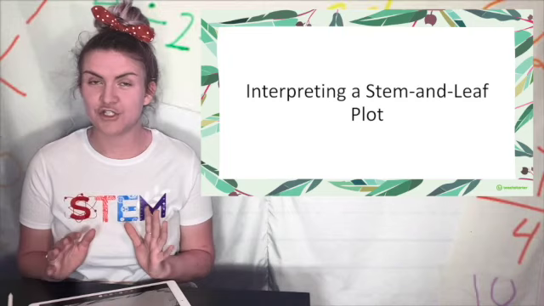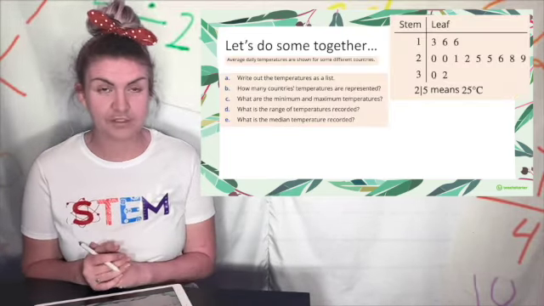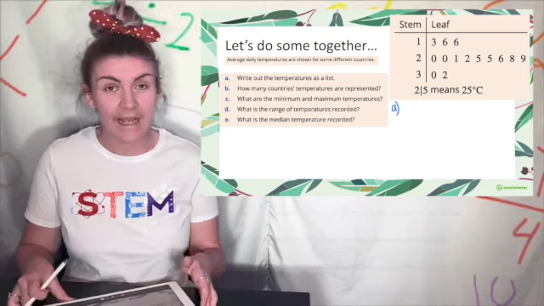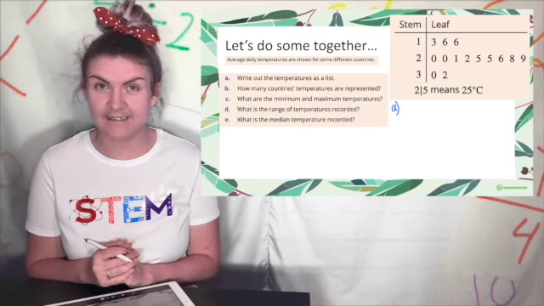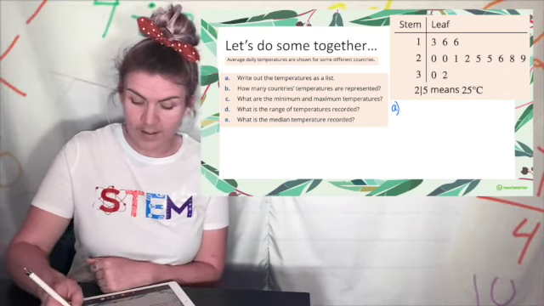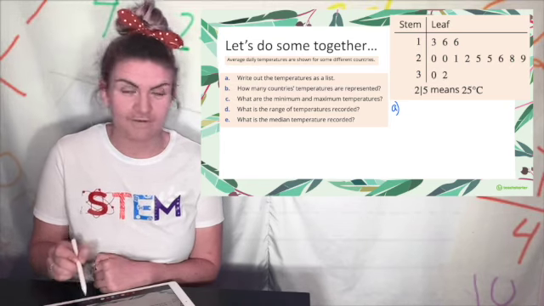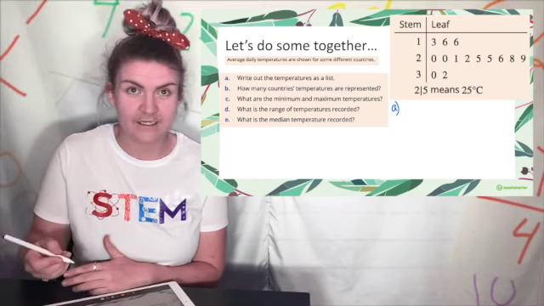Let's have a go at interpreting stem and leaf plots. This stem and leaf shows the average daily temperatures for some different countries. A says write out the temperatures as a list. This is to make sure that we know how to read a graph. So my stem is 1 and my leaf is 3. And here my key says 2, 5 means 25. So 1, 3 must be 13.